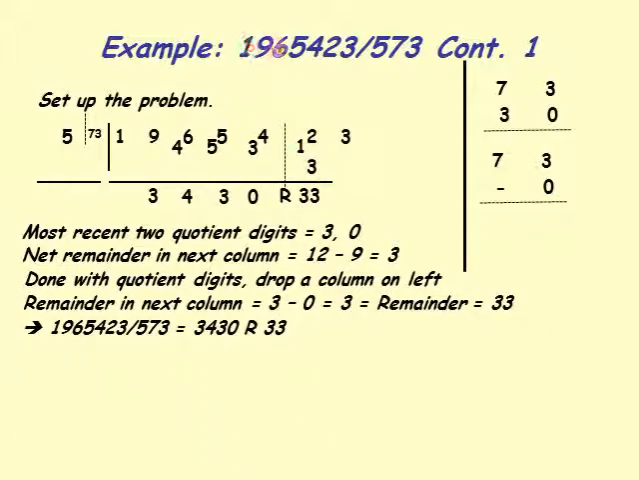So when we divide 1965423 by 573, I got 3430, remainder 33. That means 1965423 divided by 573 is 3430, remainder 33.